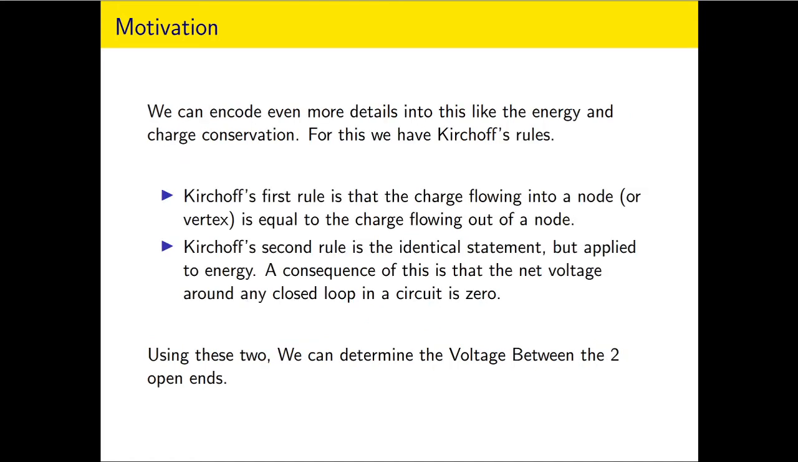So we can encode even more details into this circuit, like energy and charge conservation. For this, we have the Kirchhoff rules. The first rule basically says that the charge flowing into a vertex or a node is equal to the charge flowing out of it. So I is equal to I1 plus I2, like that. The second rule is an identical statement, but for energy. The consequence of this is that the net voltage around any closed loop in a circuit is zero. So using these two rules, now we know that we need to encode similar instructions into a diagram for particle physics. So let's see how we do that. Next slide, please.